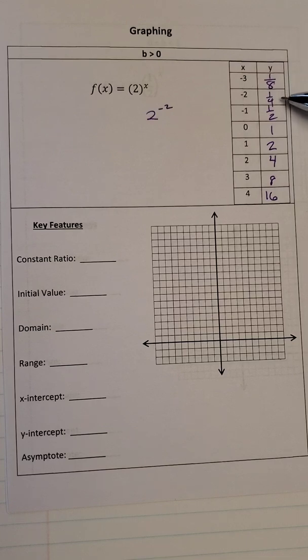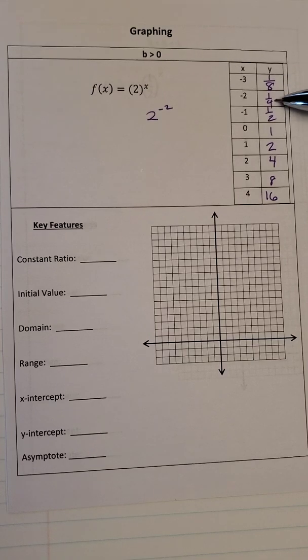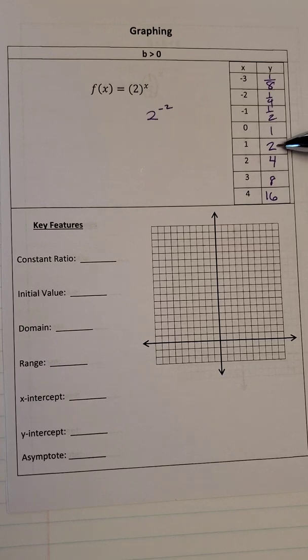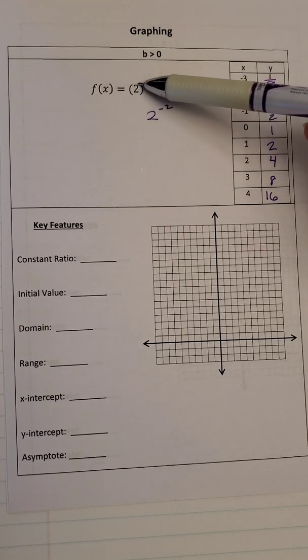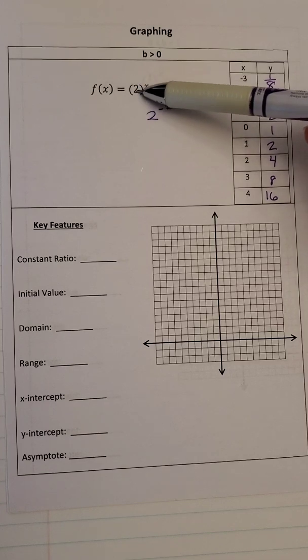Is y increasing or decreasing? You can see it's increasing as x increases. I want you to notice, these are going up by 1, 1, 1 everywhere. The y values are being multiplied by 2 each time. That's why we call it a constant ratio. What do you have to do to 1/8 to get to 1/4? You have to multiply by 2. What do you have to do to 1 to get to 2? Multiply by 2. So our constant ratio is 2.